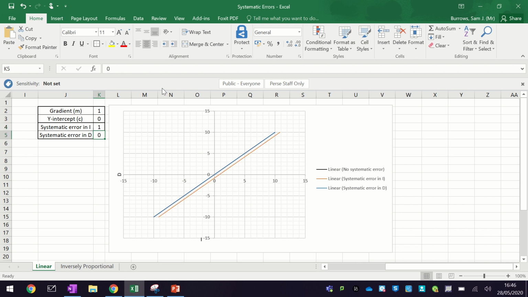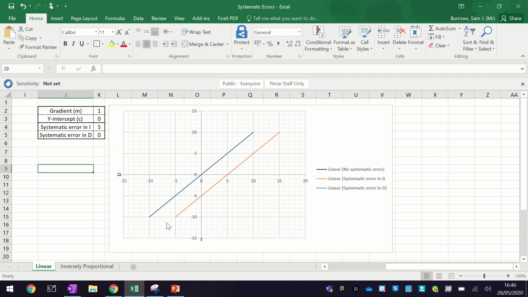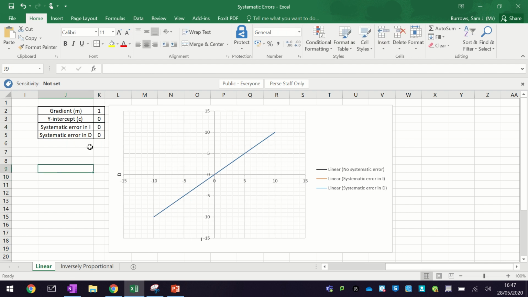Let's increase this one to 1. If you're paying attention, what you can see is we've shifted the graph to the right by 1. If we put in a 5 here, you can see that we've shifted this graph across to the right by 5. If we do -5, we can see that if it's negative, so instead of measuring too small, we're measuring too big, we've shifted to the left by 5 instead. So a systematic error in I, or a systematic error in whatever you're plotting on the x-axis, is going to shift your graph left and right. That's hopefully not too surprising.